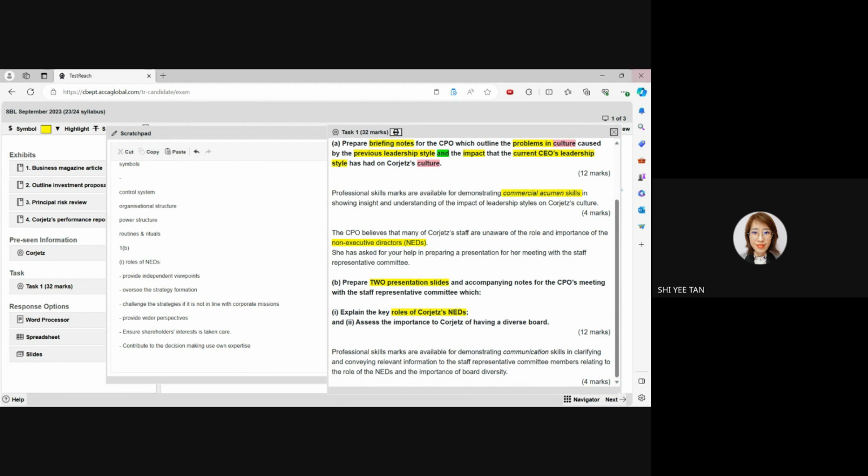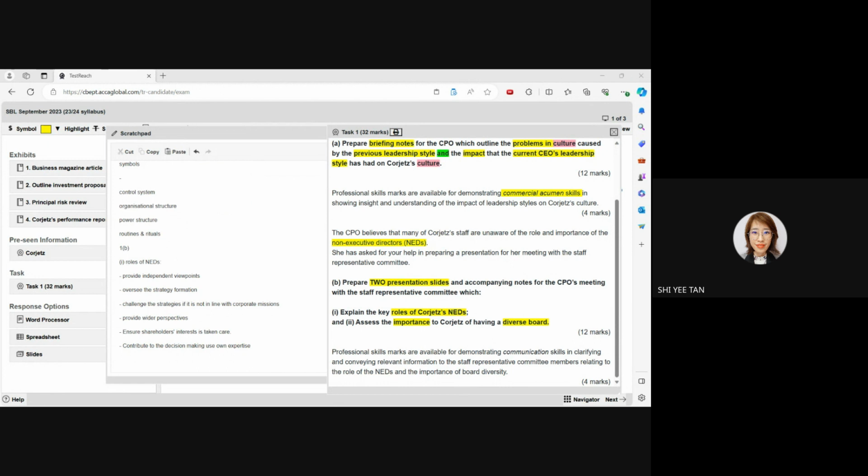All right, the second one, assess the importance to Corjetz of having a diverse board. Okay, importance. Importance means you are telling supporting points. You cannot tell something bad. You are telling supporting points. The question already gives you the direction. You are supposed to tell supporting points. No other direction already. Right?